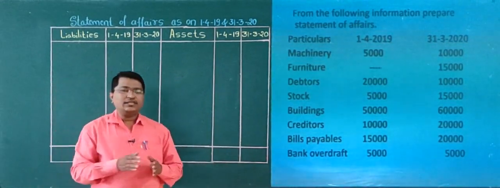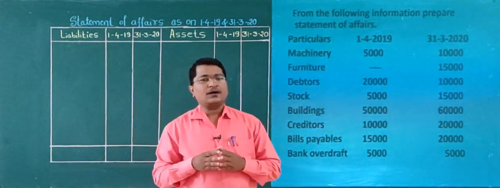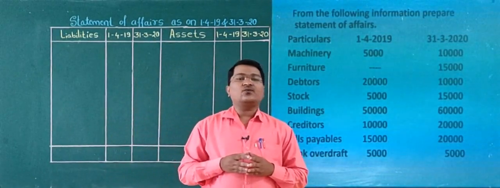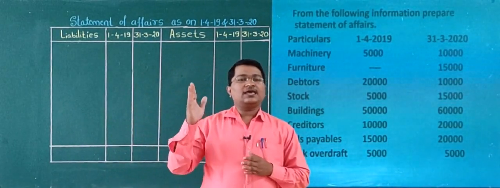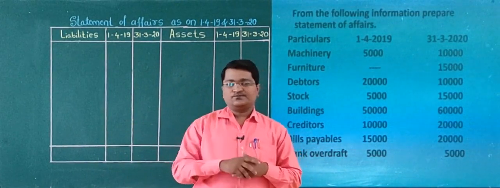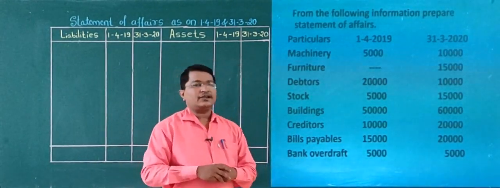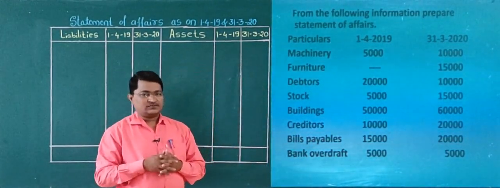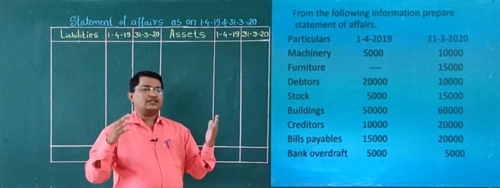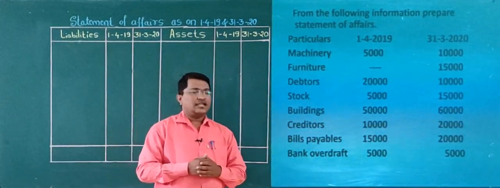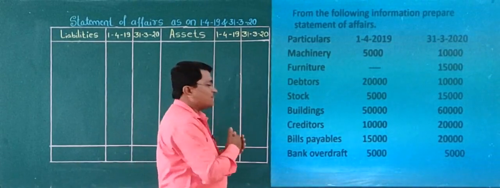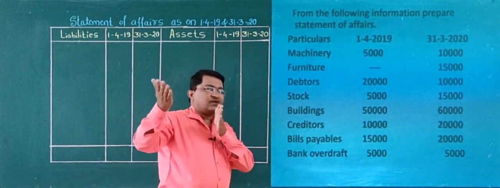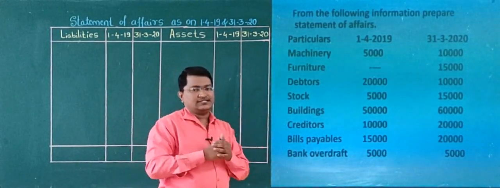For that we need to prepare statement of affairs and we need to calculate opening capital as well as closing capital, right? As you already know the format of statement of affairs, it contains various assets and liabilities. From the given problem we need to classify assets and liabilities, right?